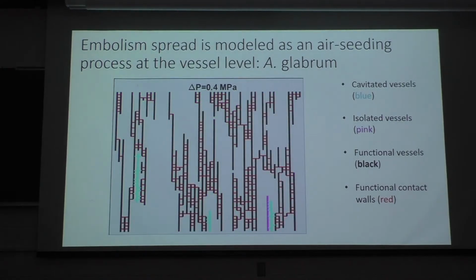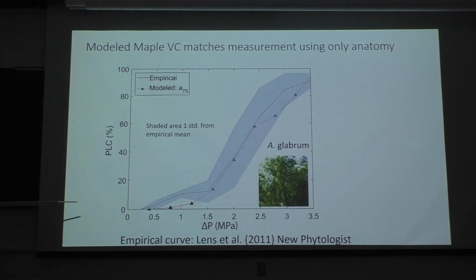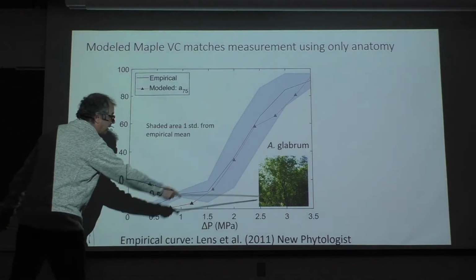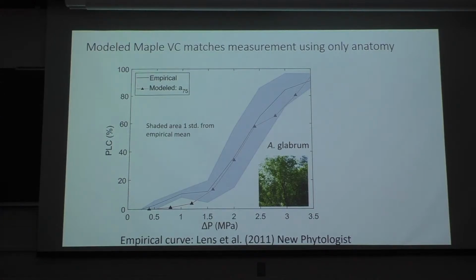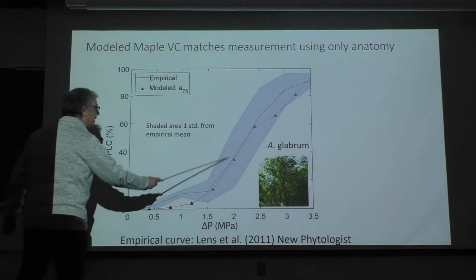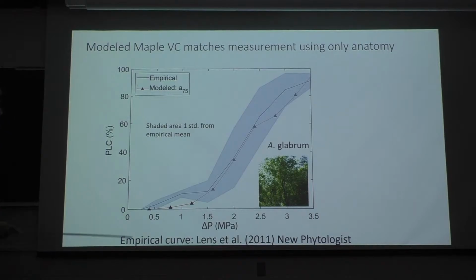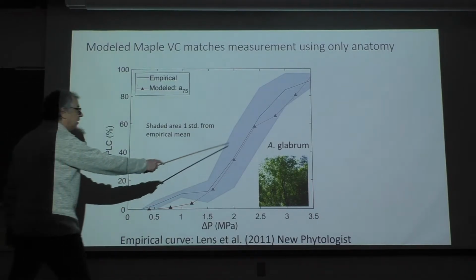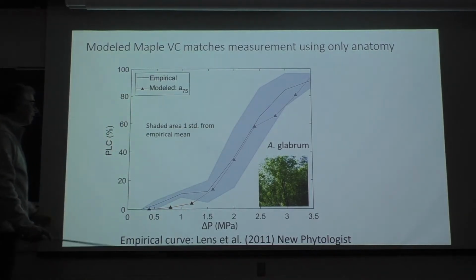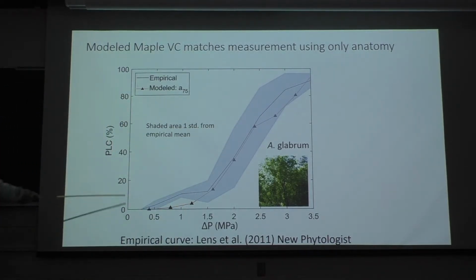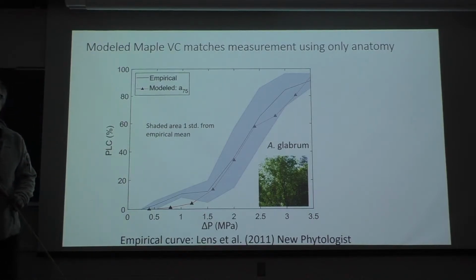Let's see how it performs against a vulnerability curve. Again, the y-axis is the percent loss in conductance. The x-axis is the applied air pressure, which is equivalent to tension. And the measurements are shown in gray, whereas the model calculations from many, many stochastic simulations with different air seeding is shown in symbols in red. And while the agreement is not perfect, the fact that this vulnerability curve is reproduced strictly from anatomical traits is suggestive that this model is capturing the essential features of the vulnerability curve.